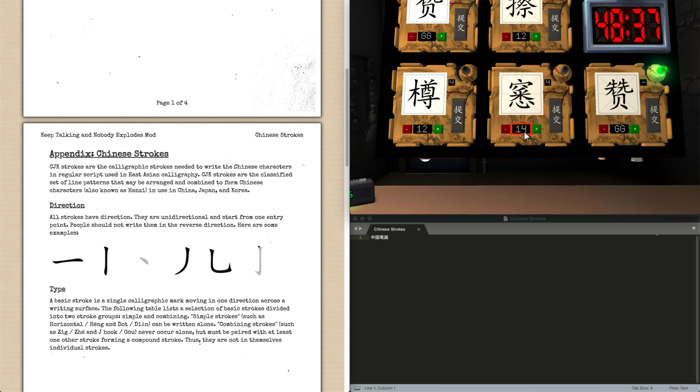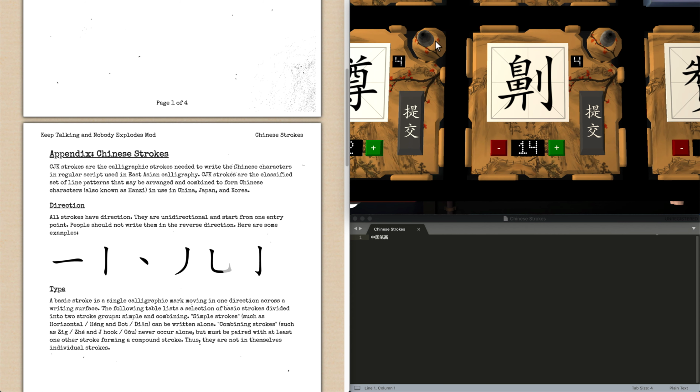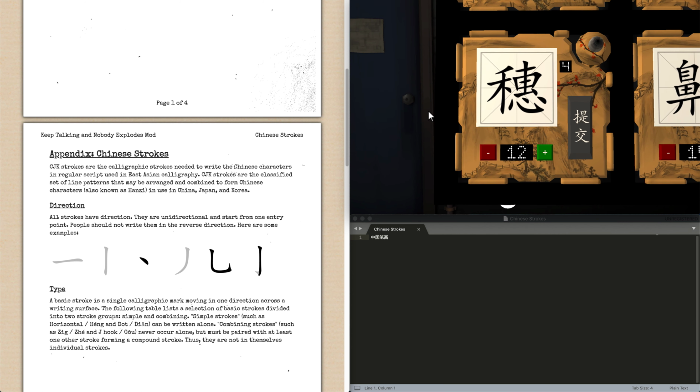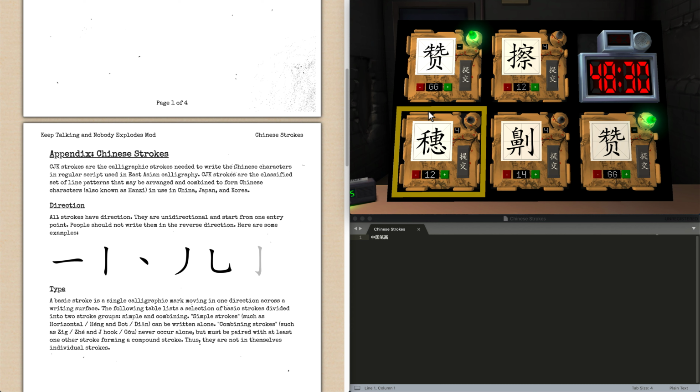No, we didn't get the symbol. No. No. All these are pretty easy cases if you look at them the right way.